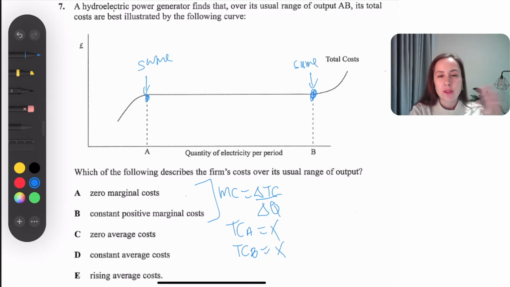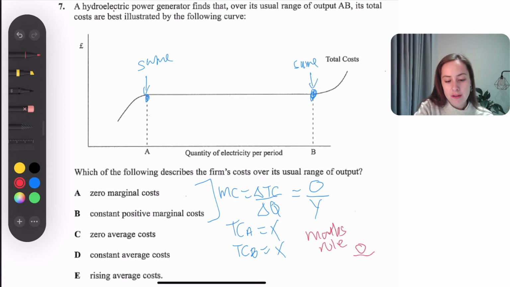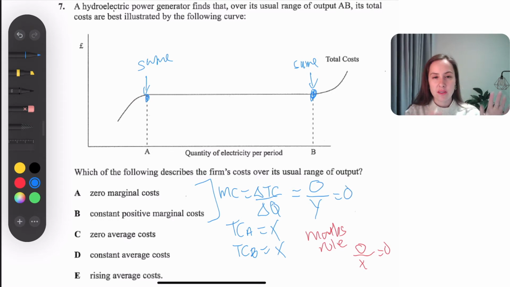Whatever they are, and you're not given any numbers, this is another hurdle, your brain's like, oh no, how do I work this out? You don't need to, you just need to know they're the same. So your change in your total costs is 0. And I don't even need to know what the quantity is changing by. Let me just give that a random value of y, because there's a maths rule. It's a fun rule that if you ever do 0 divided by anything, you get 0. So long story short, you just need to look at the graph, see that total cost is not changing, and that's enough information for you to infer that your marginal cost is 0. So that's the answer.